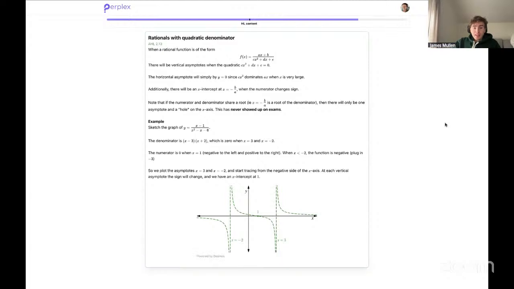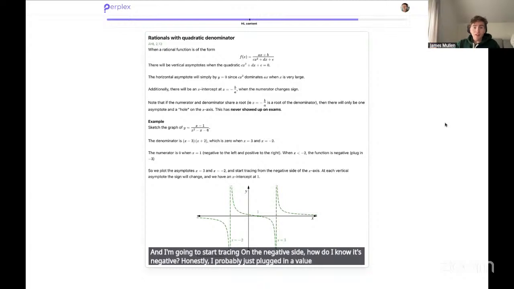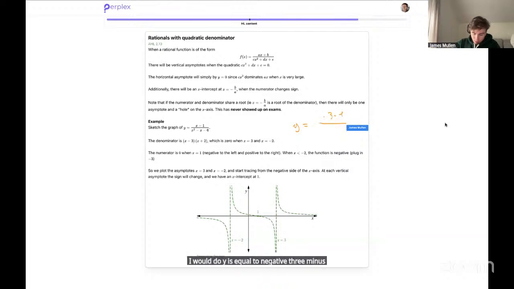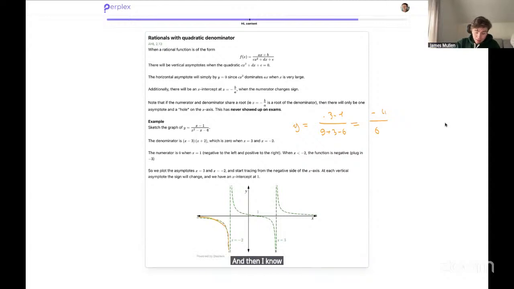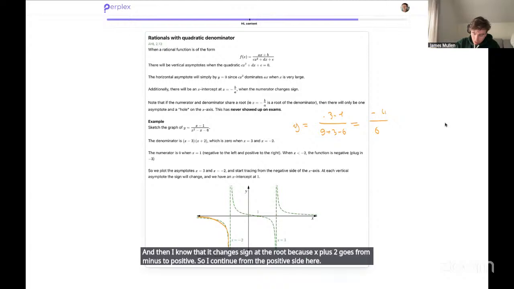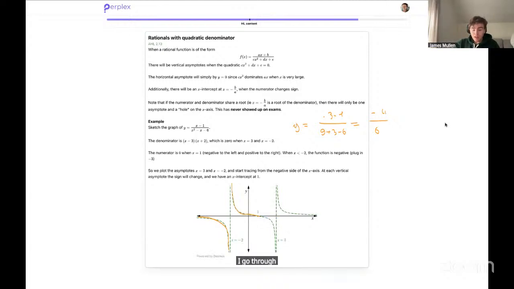I'm going to start tracing on the negative side. How do I know it's negative? Honestly, I probably just plugged in a value. If I plug in, let's say, negative 3, I would do y is equal to negative 3 minus 1 over 9 plus 3 minus 6, and I would find negative 4 over 6, so it'd be negative. So I know it's negative on this side, so I'm going to trace a negative. Then I know that it changes sign at the root because x plus 2 goes from minus to positive, so I continue from the positive side here. I go through the x-intercept at 1, and I continue down to the asymptote there. I change sign again, and I continue. And that's how I would sketch this.